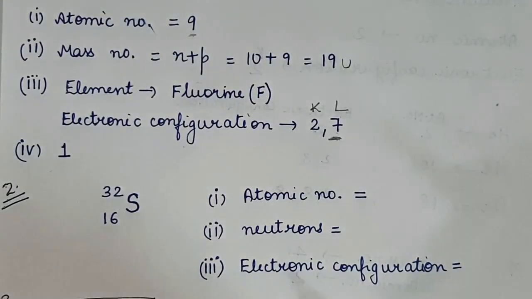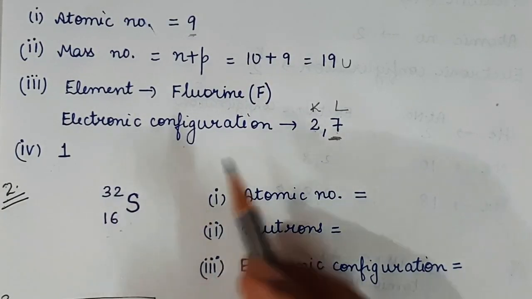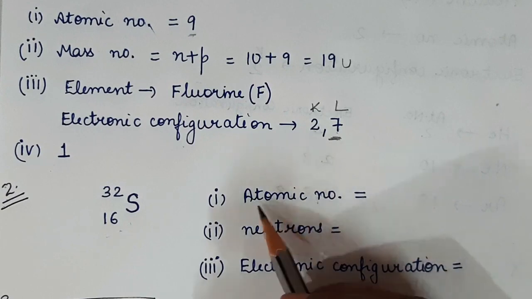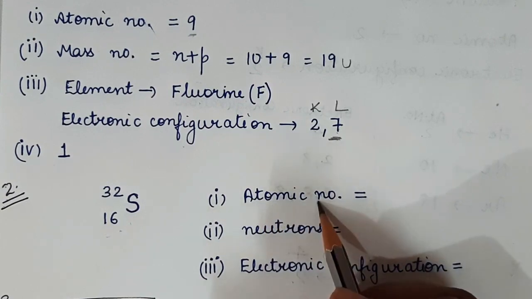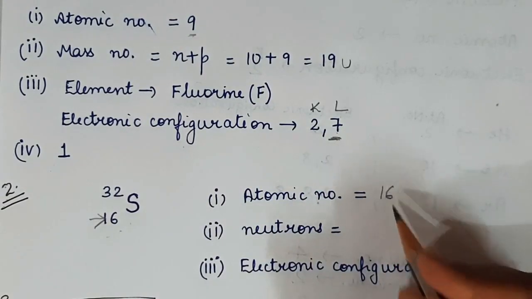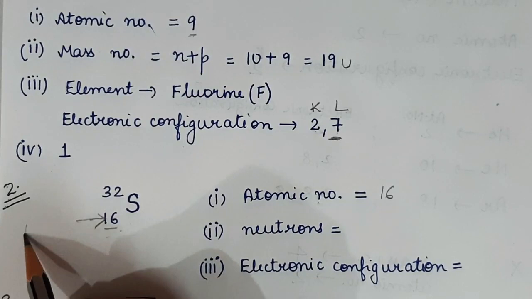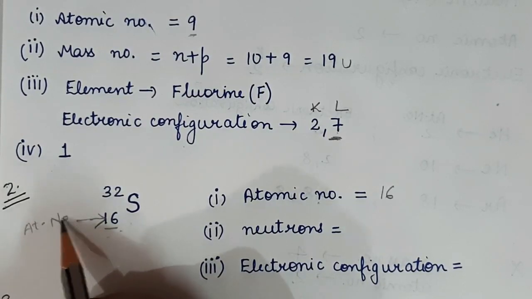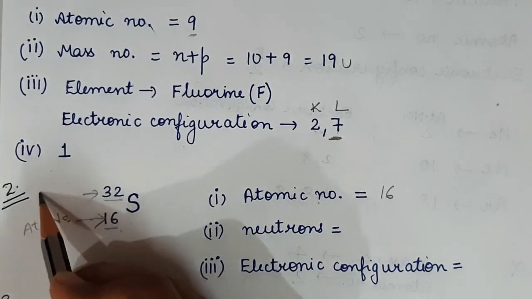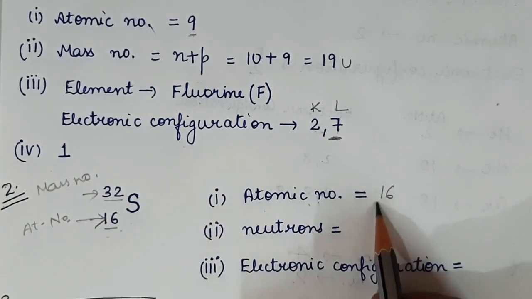From the symbol of sulfur, 32 16 S, find the atomic number. So what is the atomic number? 16. Okay, in the symbol 16 is atomic number and 32 is mass number. So atomic number is 16.